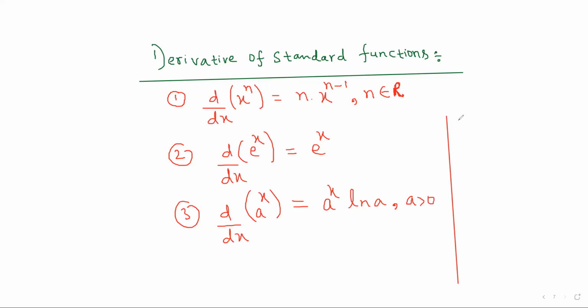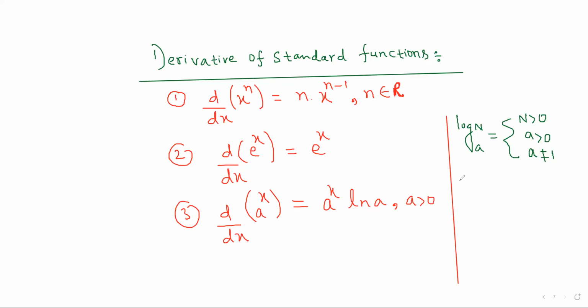The log n to the base a. What is the fundamental condition? The condition is that n should be positive, a should be positive, and a is not equal to 1. This is the condition of log n to the base a. Okay, this is clear now, beta.